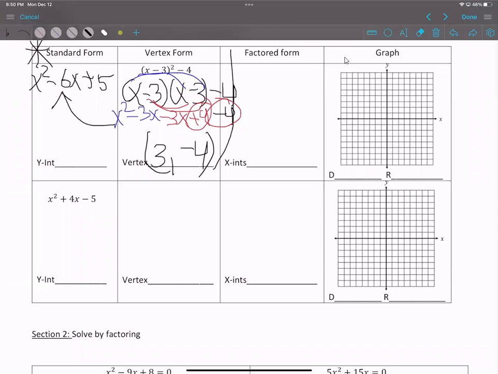So standard form isn't really good in terms of graphing, as we've seen even in this class. But one thing that standard form can give you is the y-intercept. Your y-intercept is always going to be 0, comma, and it's whatever your c value or whatever your constant is. So this would just be 0, 5.